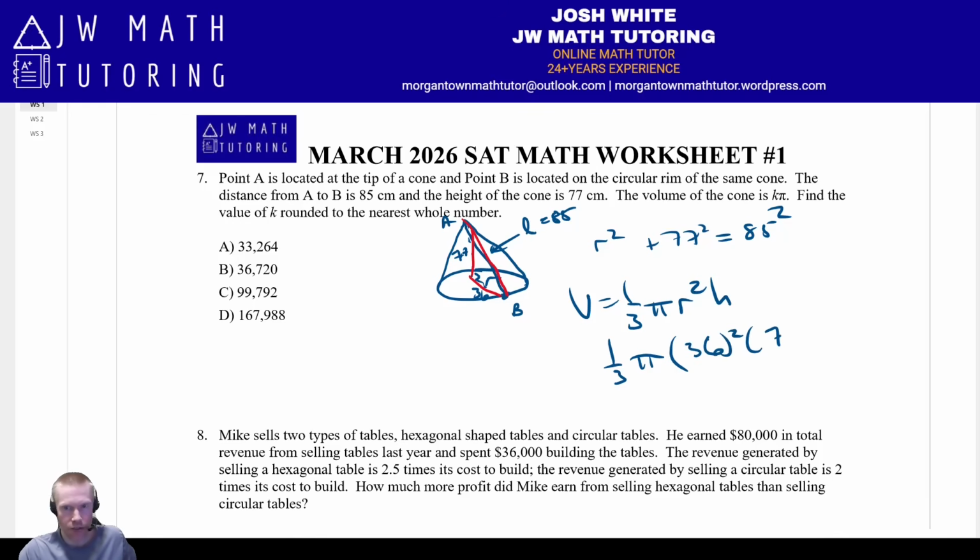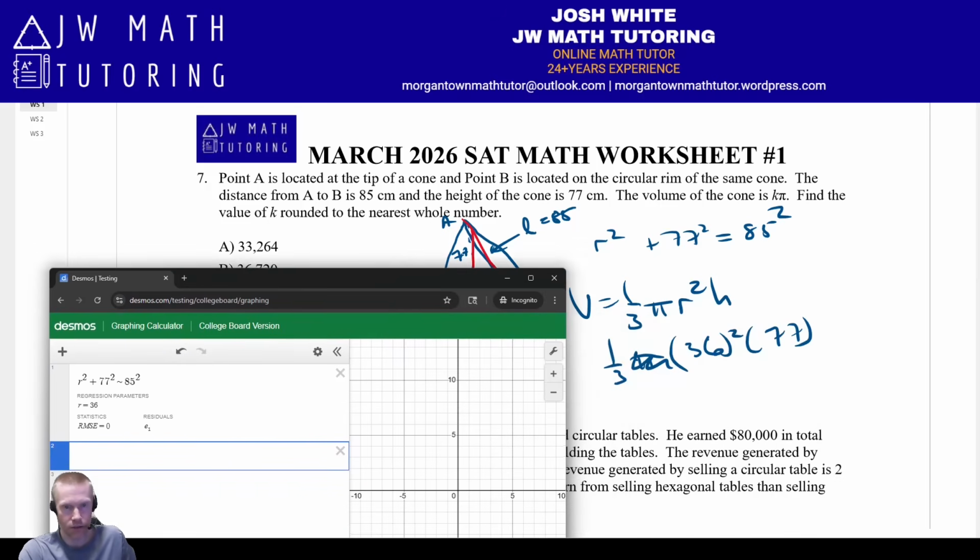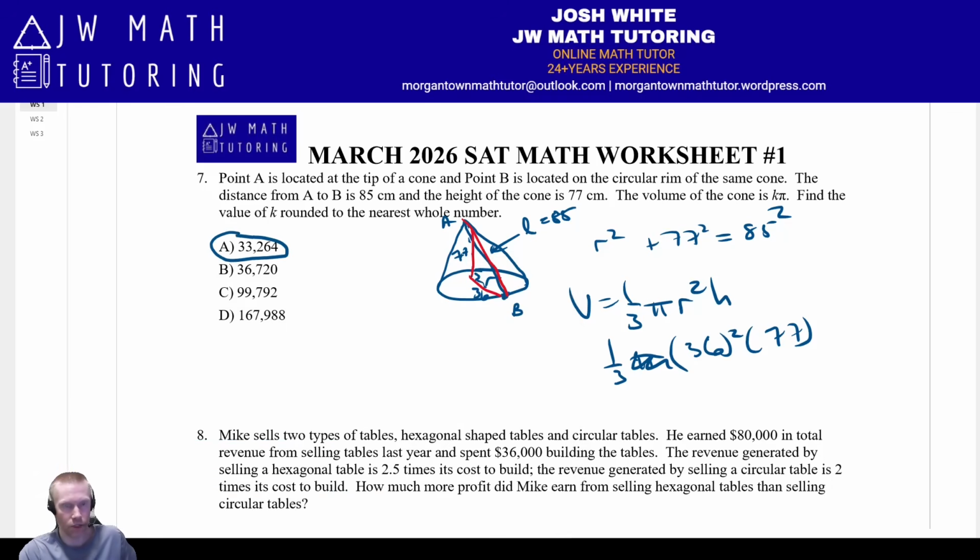So we can actually essentially just ignore that, and I'm just going to type the rest of this into Desmos. 1/3 r squared times 77, 33264. So that is the number that's technically multiplied by the pi to get the volume. So the correct answer for this one is just letter A.